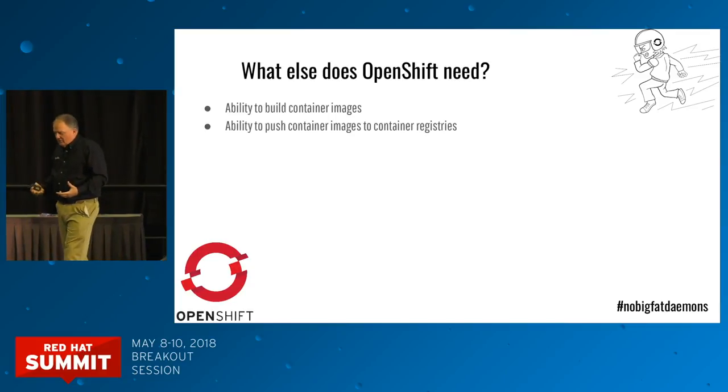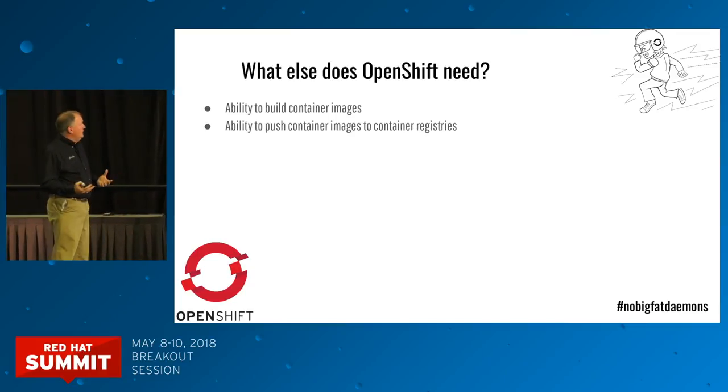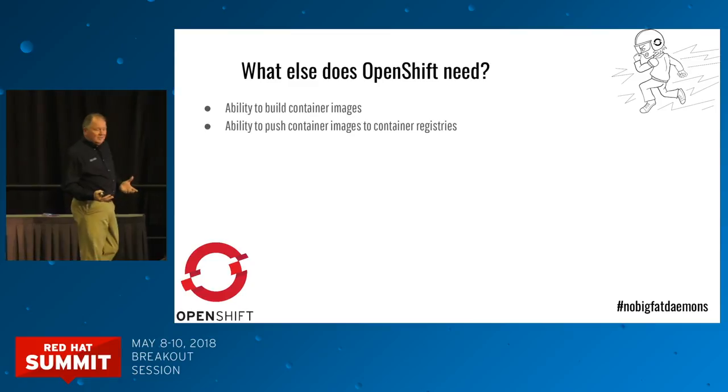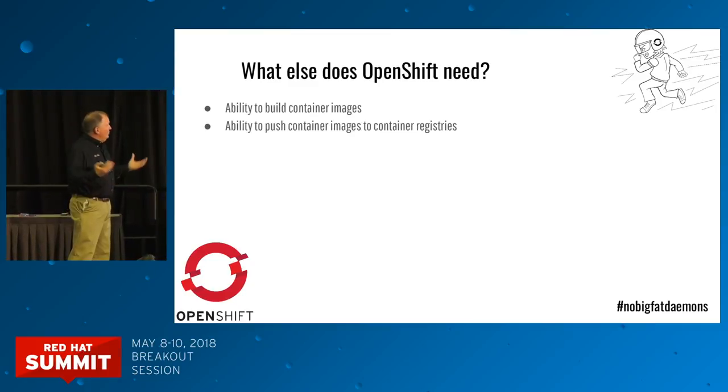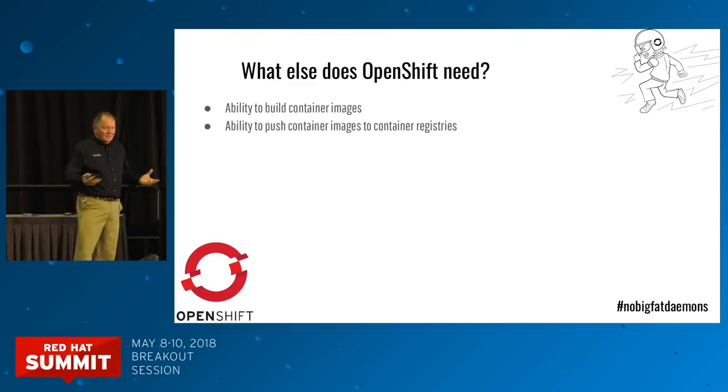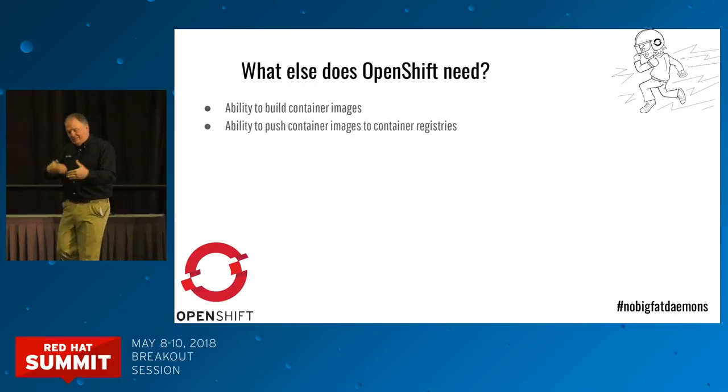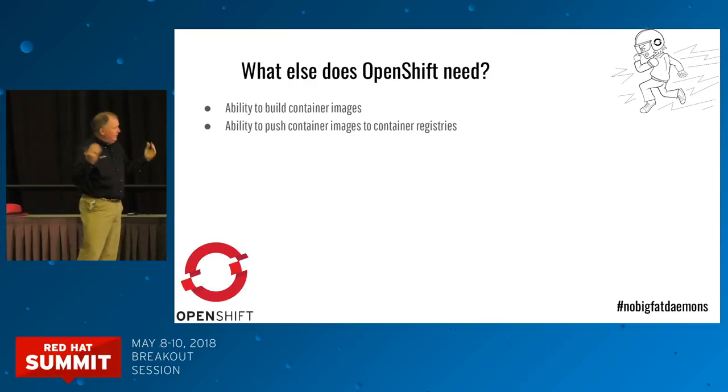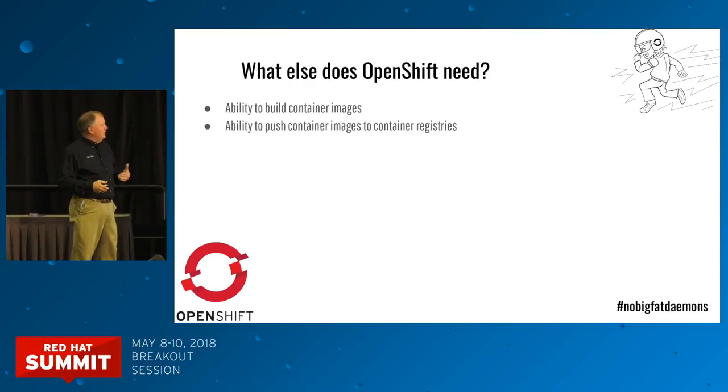It has these other features. One of the things OpenShift needs to do is to be able to build container images. It needs the ability to push container images to container registries after it builds them, right? Remember, it's got this whole source-to-image type functionality and different things.